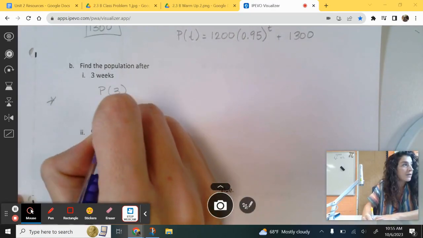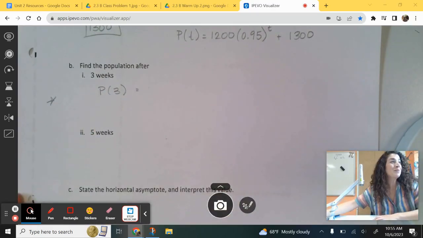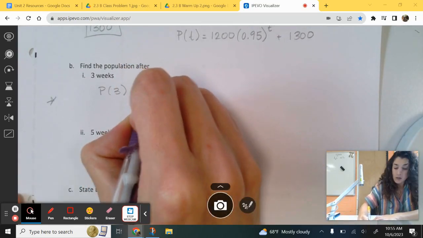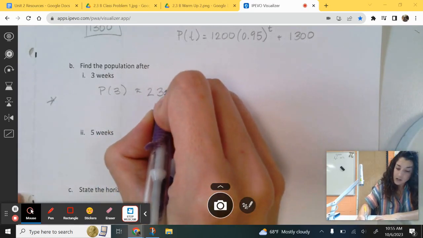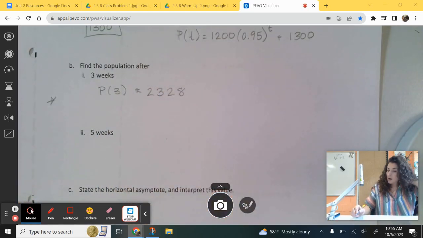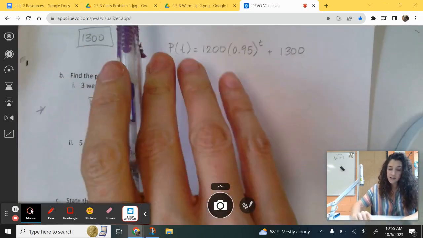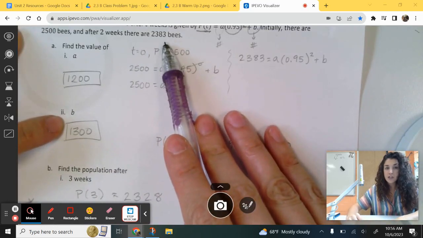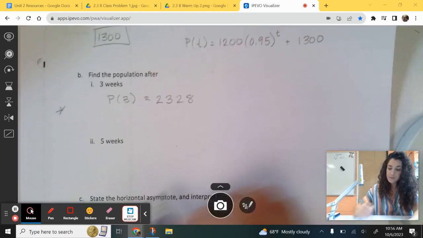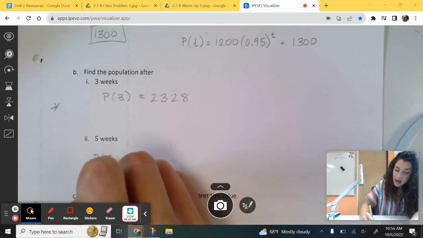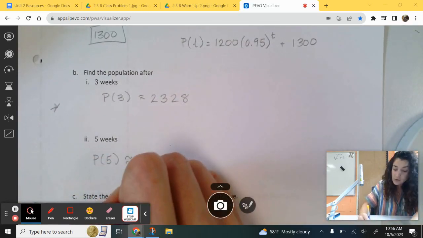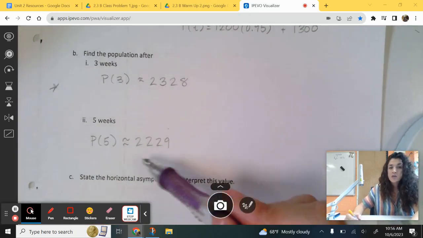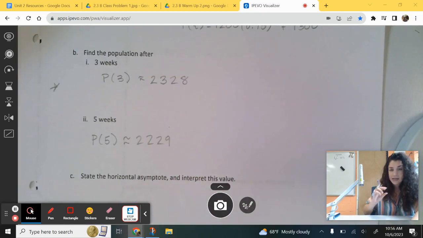So P of 3 should be about 2,328. And if I pause and assess, that makes sense because after 2 weeks, it's 2,383. So it goes down just by a little on the 3rd week. P of 5 is then approximately 2,229 bees, which also makes sense. 2 weeks later, it's still going down just slowly at a time.